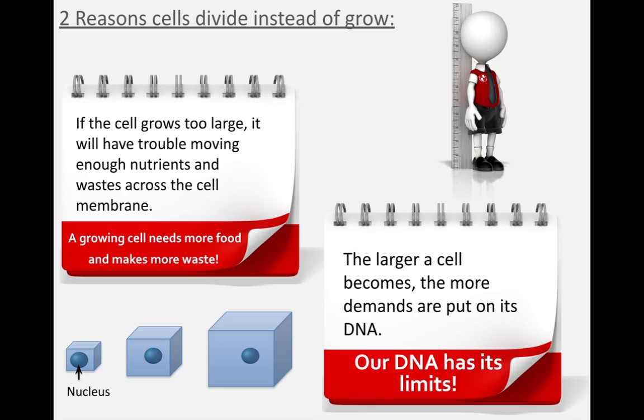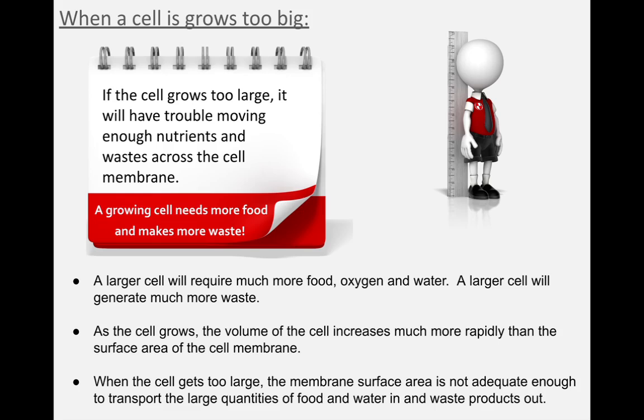The second reason that this occurs is that the larger a cell becomes, the more demands that are put on its DNA. And so we must remember that DNA has its limits. So when a cell grows too big, we talked about it has trouble moving the nutrients and the things that it needs. The problem with this is as a cell grows, the volume of the cell increases much more rapidly than the surface area of the cell membrane. And so then when that surface area is not adequate enough to transport the large quantities of things across, that's when a cell dies because it's gotten too large.